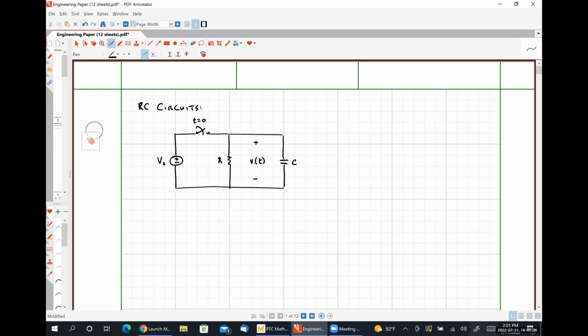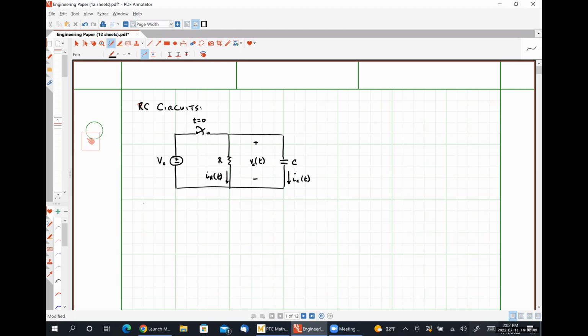Let's actually call it Vc(t) right now. So that's the voltage drop across my capacitor. It also happens to be the voltage drop across my resistor because those two elements are in parallel. And then I'm going to have some current Ic(t) flowing down through my capacitor and some current Ir(t) flowing down through my resistor. Okay.